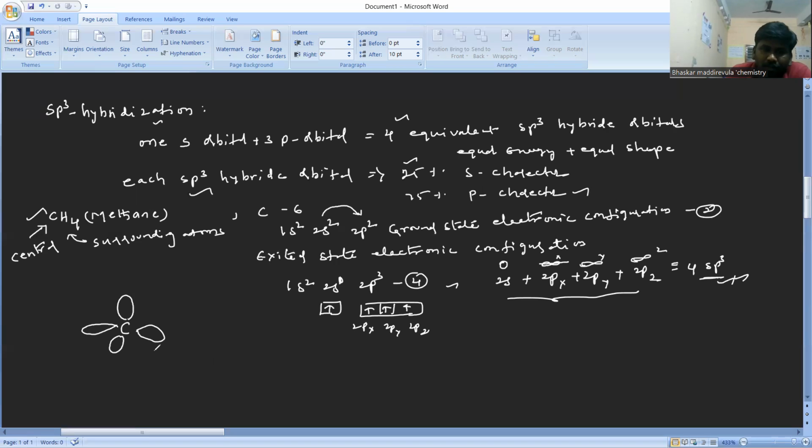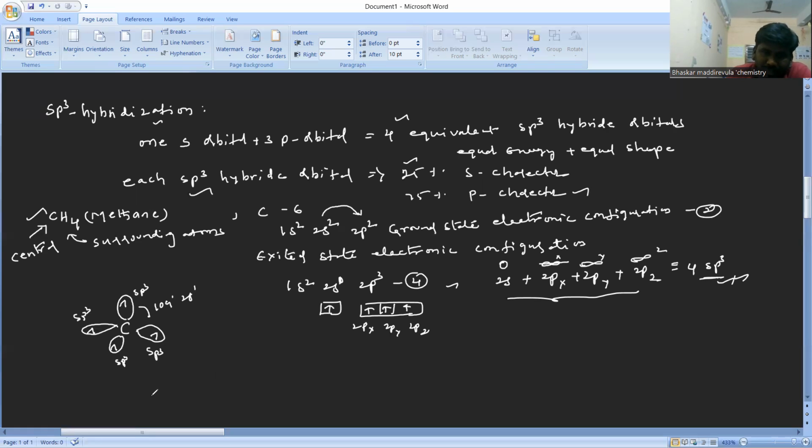Okay. So this one sp3 orbital, this one other sp3 orbital, the other sp3 orbital, the other sp3 orbital. They will orient at an angle of 109 degree 28 minutes. Each has one unpaired electron. Now, each sp3 hybrid orbital overlaps with the s orbital of hydrogen.